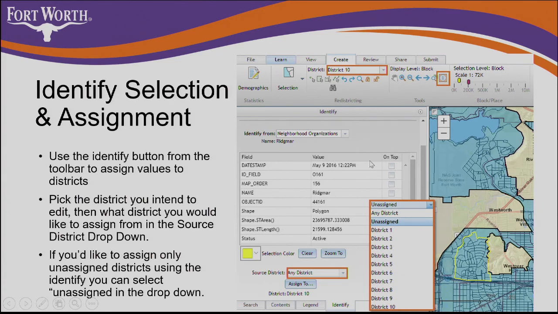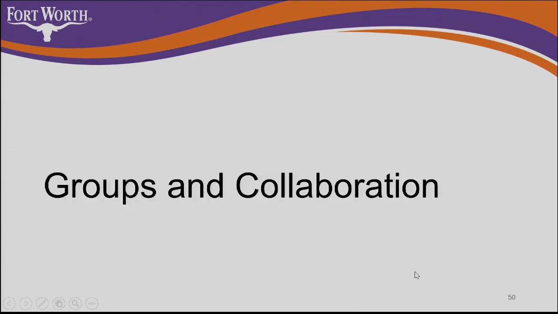You can also use it to identify and select assignments. So if you're wanting to add a specific neighborhood organization to a district, then you'd use this tab to select your neighborhood organization that you already selected, and then you use from the pick list your district and you assign it. All right. Is there any questions about the buttons? We'll dig into it a little.